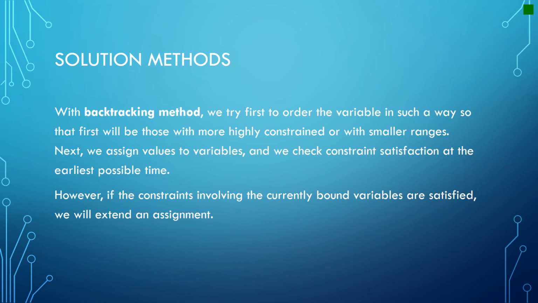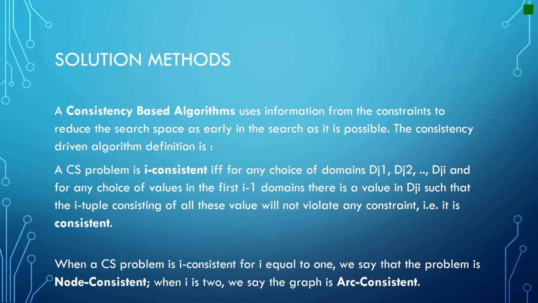With the backtracking method, we try to first order the variables in such a way that we start with those more highly constrained or with smaller ranges. Next, we assign values to variables, and we check constraint satisfaction at the earliest possible time. If the constraints involving the currently bound variables are satisfied, we will extend the assignment.